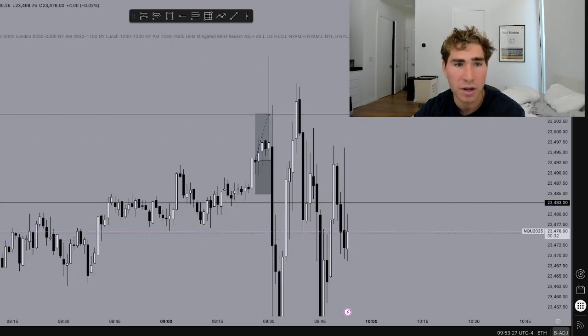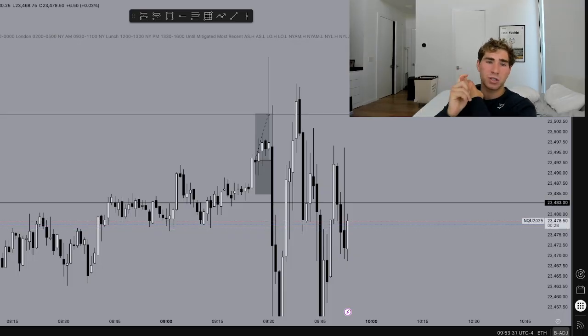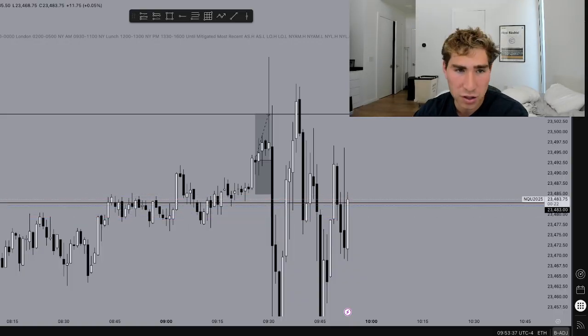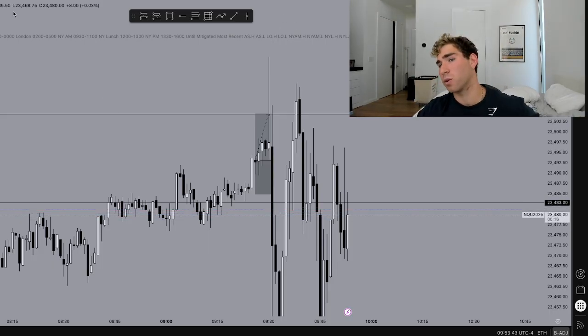Price moves for 3 reasons: to take out liquidity, which is buy side or sell side; to fill an imbalance, which is a fair value gap; or to fill equilibrium of a range. Those are the only 3 reasons price is going to move. Unless Powell opens his mouth, but it's still going to move towards one of those 3 draws on liquidity.